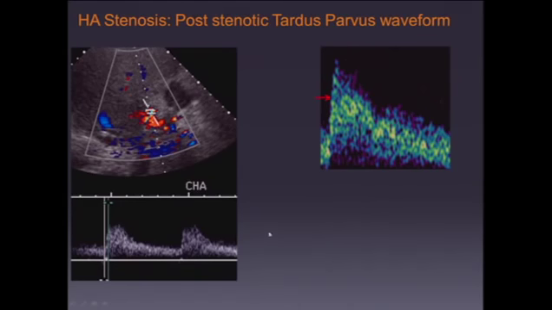Hepatic artery stenosis produces a Tardus Parvus waveform distal to the point of stenosis. On the left is a normal common hepatic artery, and the normal waveform has a sharp upstroke in early systole.